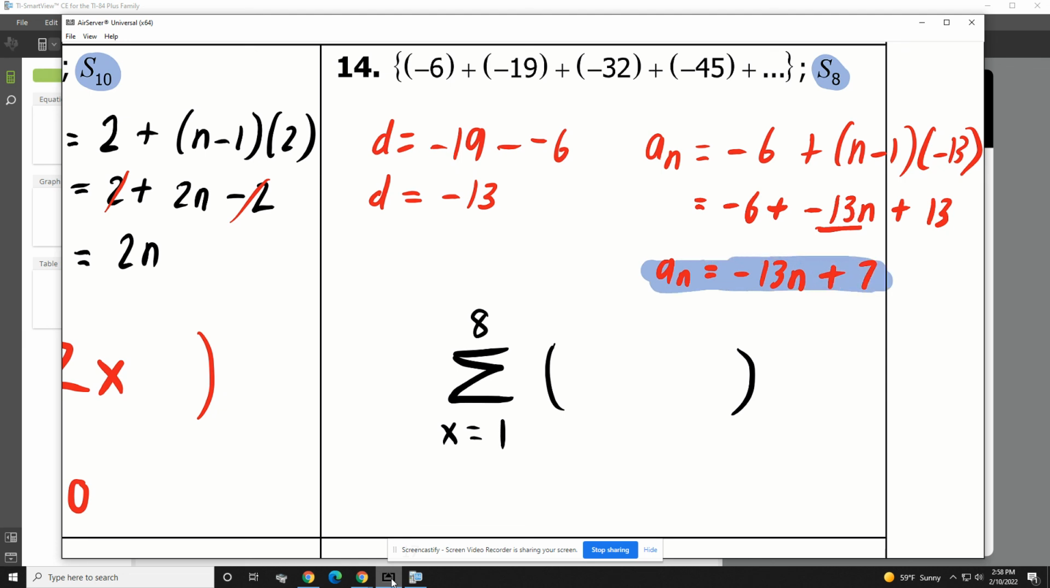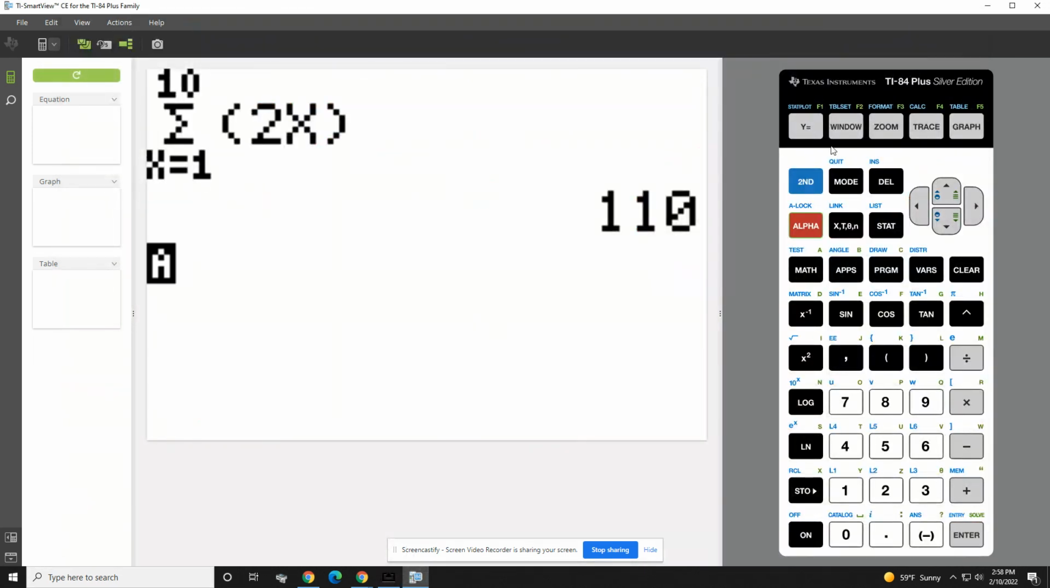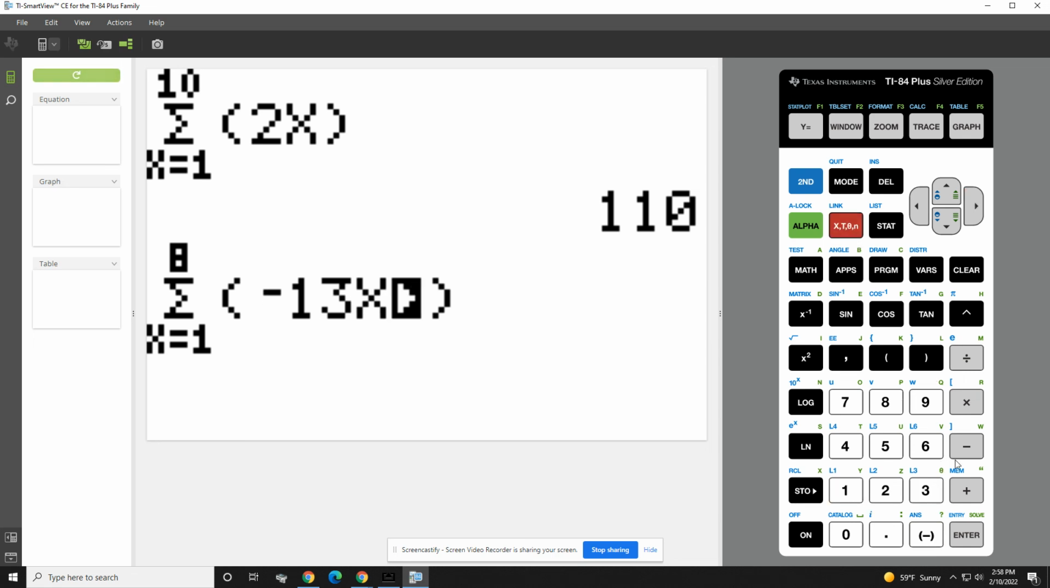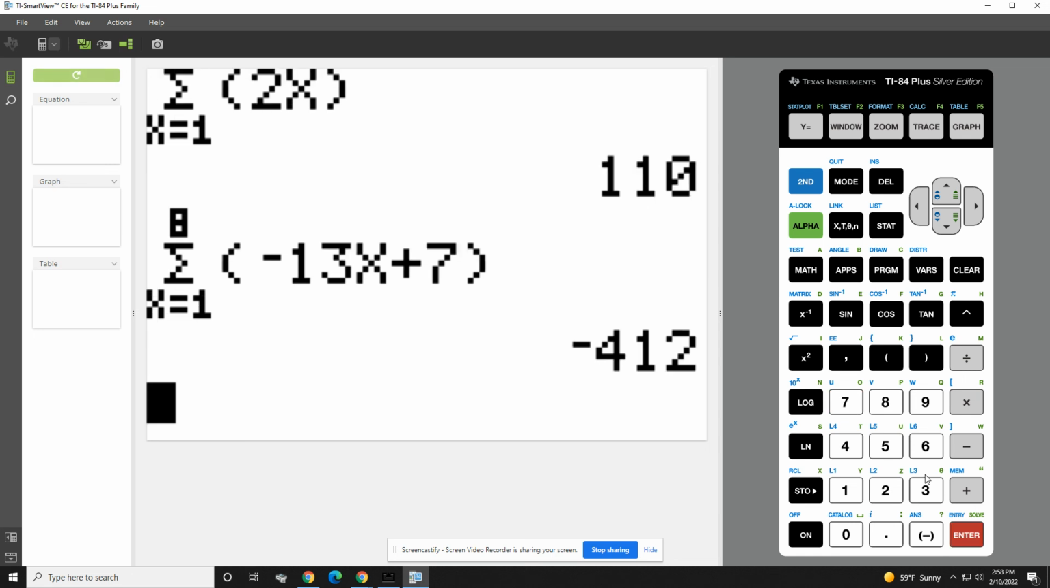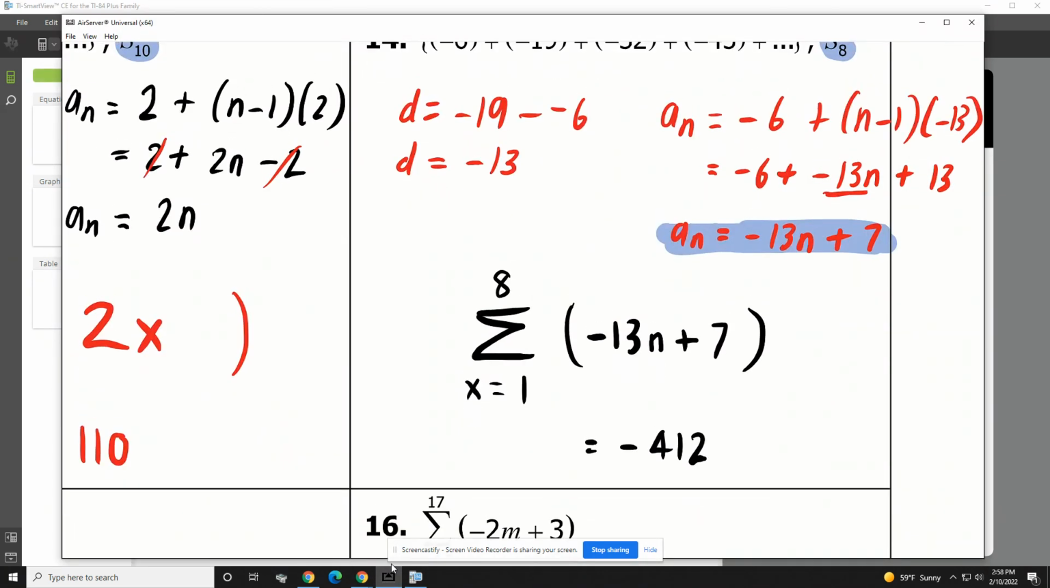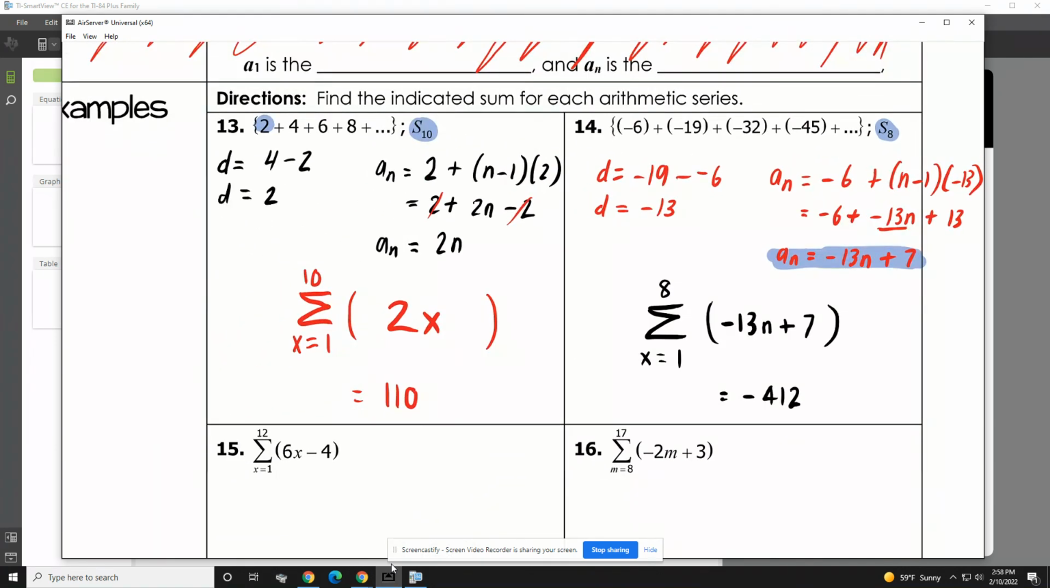So what do I do with that explicit formula? I insert it directly into my summation. So I go to my calculator and I type in alpha, window, number 2. We're going to define our variable all the way from the first to the 8th term, S sub 8, for this sequence, which we found the equation to be negative 13x plus 7, and that equals negative 412. And voila, we're done. Okay, let me go back. There it is, negative 412 is our answer, and that's how you do it.